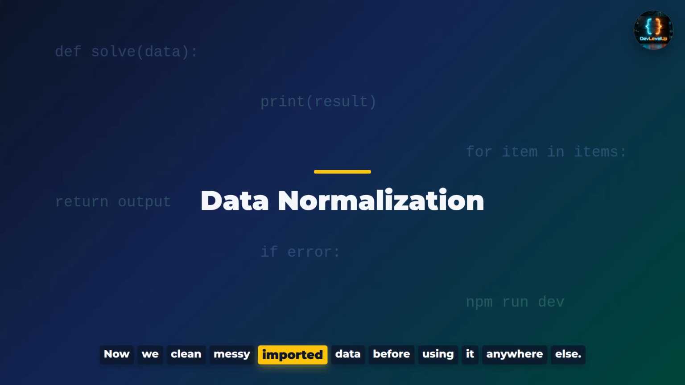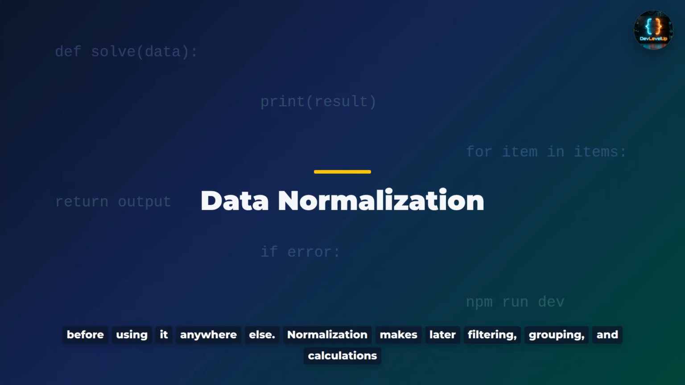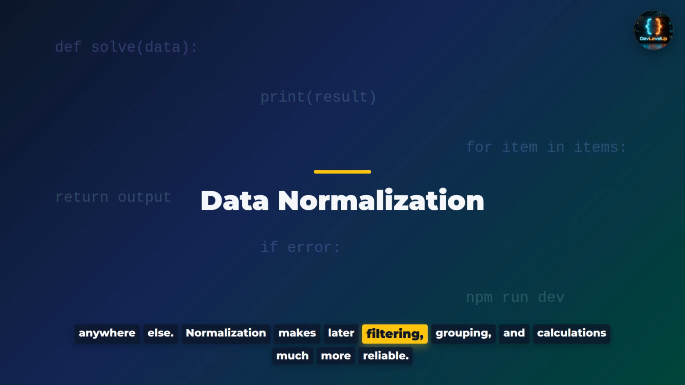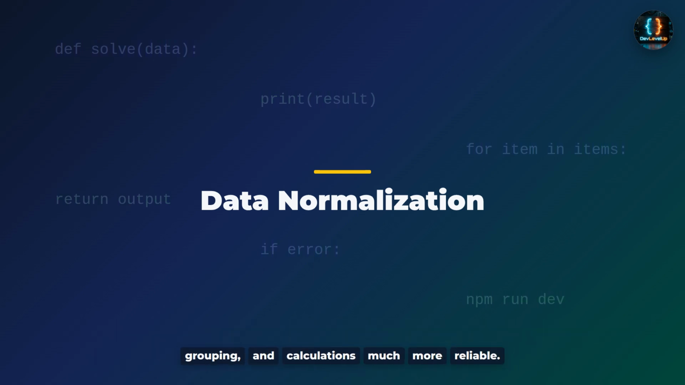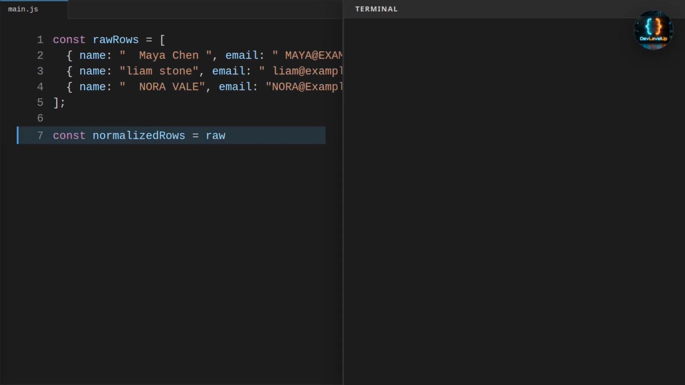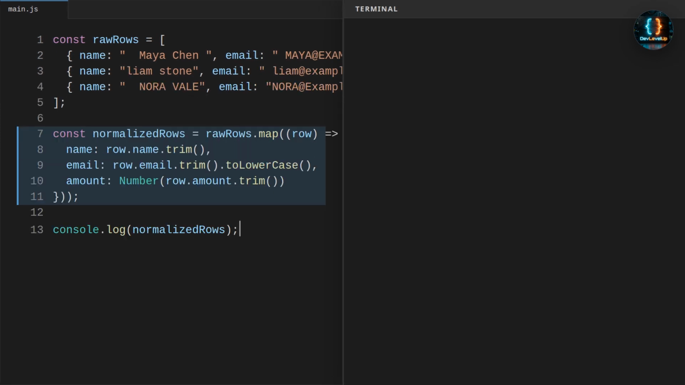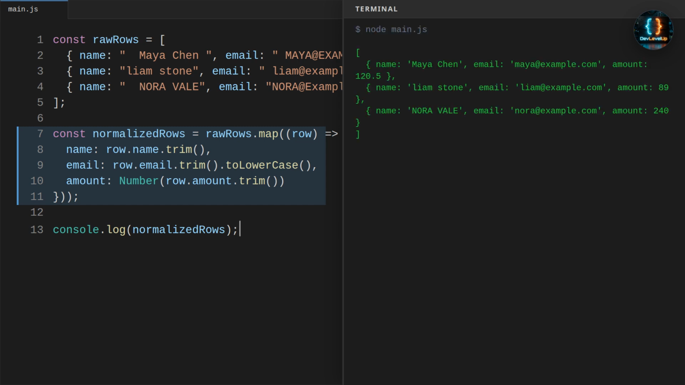Now we clean messy imported data before using it anywhere else. Normalization makes later filtering, grouping, and calculations much more reliable. Imported CSV rows are usually messy, so we clean them before trusting them. Here, each row becomes a new object with trimmed names, lowercase emails, and numeric amounts. Now we run the script and confirm the output is ready for the next pipeline step.